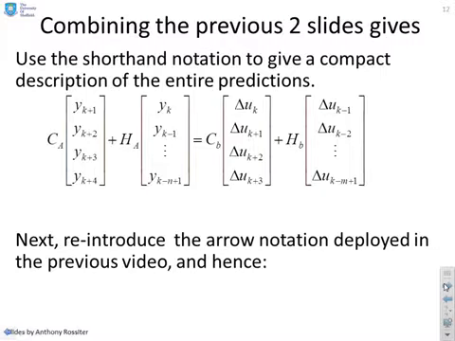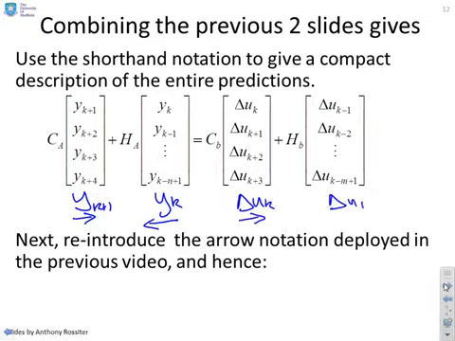CA times the future y's plus HA times the past y's equals CB times the future delta u's plus HB times the past delta u's. Now what I can do, using the notation we've had before, I can write that as y future k plus 1. The next vector has actually got past y's, so what we do is introduce an arrow going to the left to say we're going backwards, so I'll call that y left arrow k. We've got the future values of delta u, and we've got the past values of delta u.